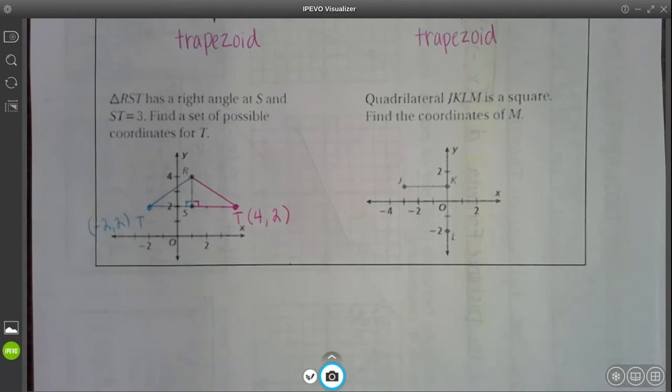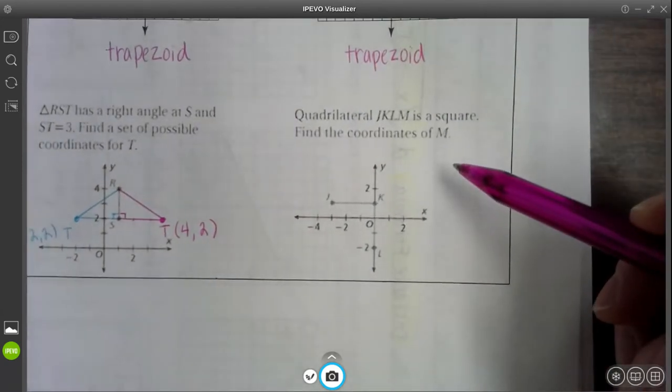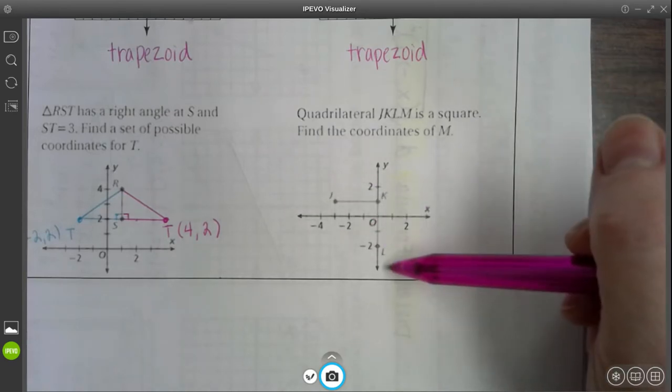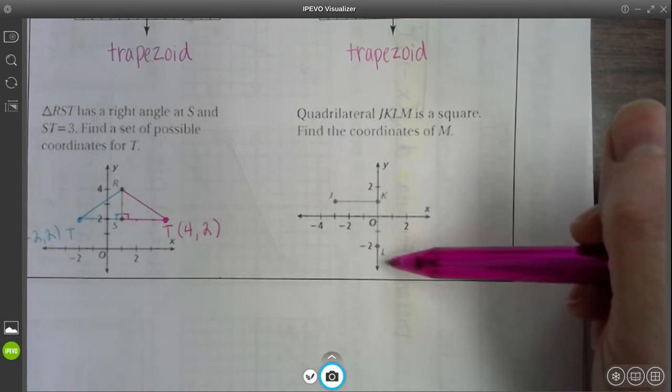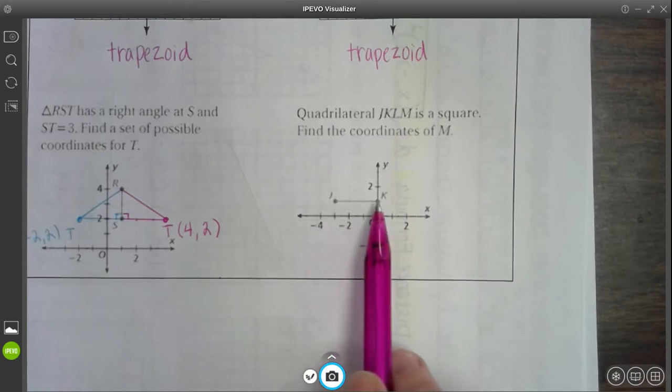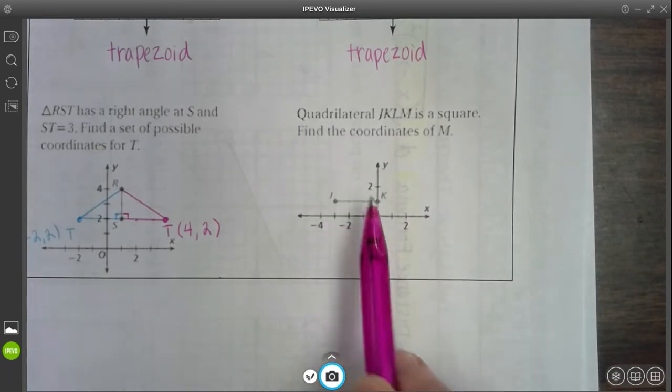Okay, the next one says quadrilateral JKLM is a square. Find the coordinates of M. So we have J, K, and L here. So to be a square, all the sides have to be equal in length, and we have to have all right angles. So if I look at how long these sides are here, it's 1, 2, 3 units long.